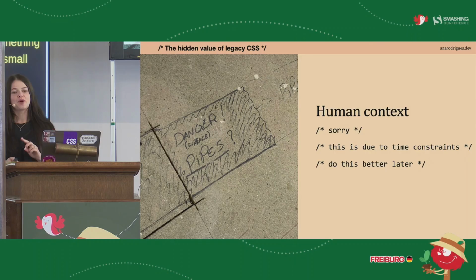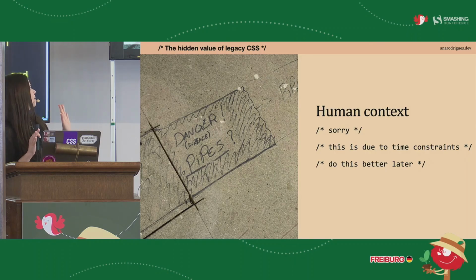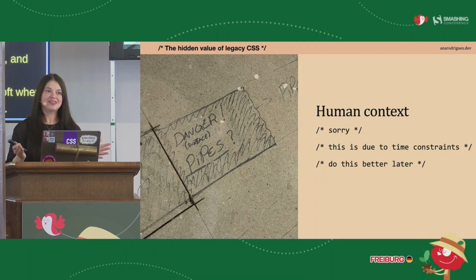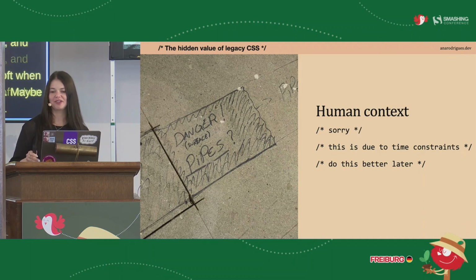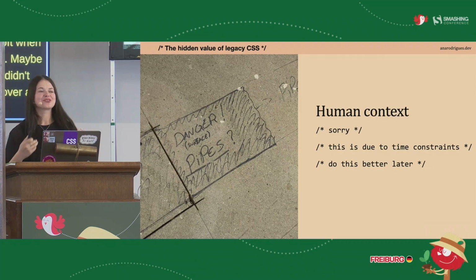I took this photo in our loft when we removed the old carpet. Danger. Maybe pipes? We'll never know. I didn't open it up, I just carpeted over and carried on, because that's what we do. The code is often the only place where developers documented technical constraints they faced.